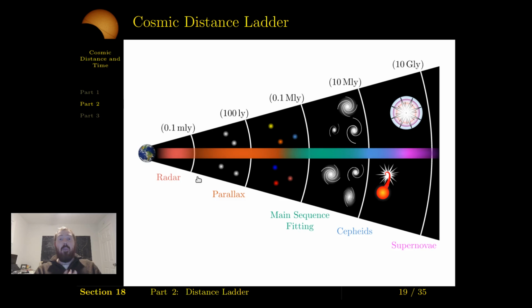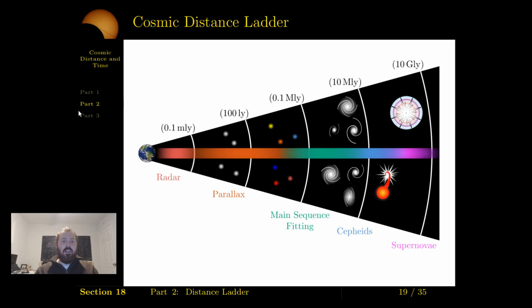So, for the purpose of this course, this is going to be our cosmic distance ladder, right? We're going to have Earth, and we're just going to build up using radar, then parallax, then our main sequence fitting, Cepheid variables, and supernovas to start measuring the different distances in the universe.